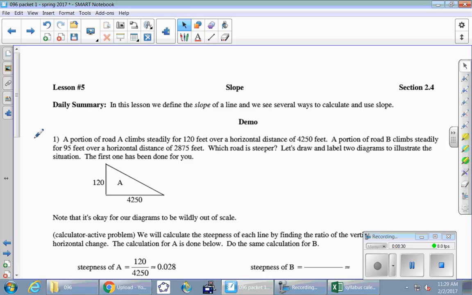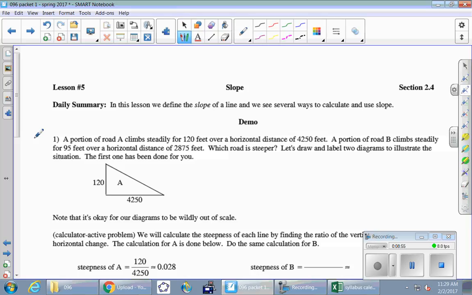Okay. Daily summary. In this lesson, we define the slope of a line, and we see several ways to calculate and use slope. A portion of road A climbs steadily for 120 feet over a horizontal distance of 4,250 feet. A portion of road B climbs steadily 95 feet over a horizontal of 2,875 feet. Which road is steeper? We're going to draw and label 2 diagrams to illustrate the situation.